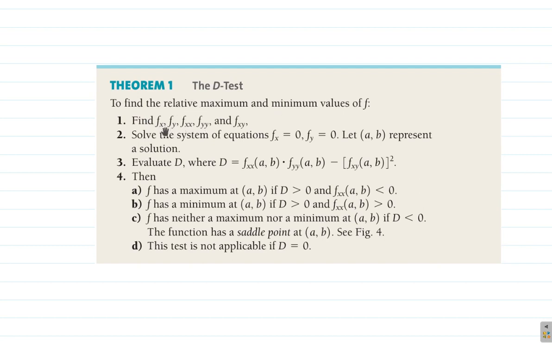So we're going to have to find fx, fy, fxx, fyy, and fxy. As for the fx, we equate it to 0, fy we equate it to 0, and solve them to find the location of the critical point. Then we evaluate D from D equals fxx of (a, b), the coordinates of the critical point, times fyy of (a, b) minus fxy of (a, b), and then that squared.